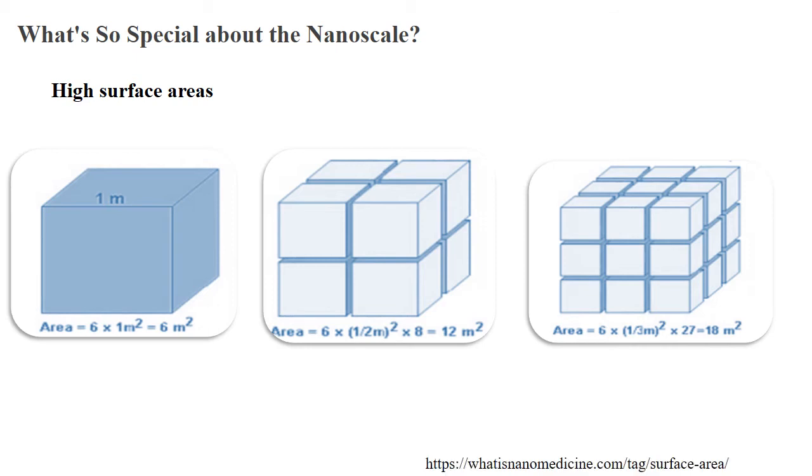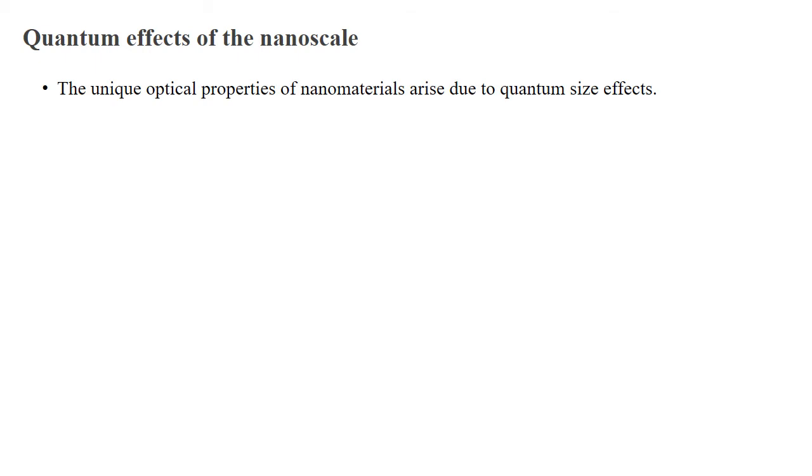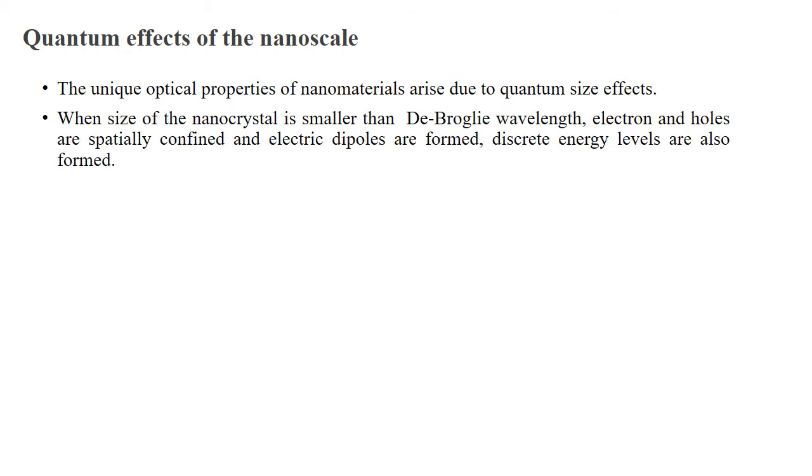Next is quantum effects of nano. The unique optical properties of nanomaterials arise due to quantum size effects. When the size of the nanocrystals is smaller than the de Broglie wavelength, electrons and holes are spatially confined and electric dipoles are formed. Discrete energy levels are also formed.